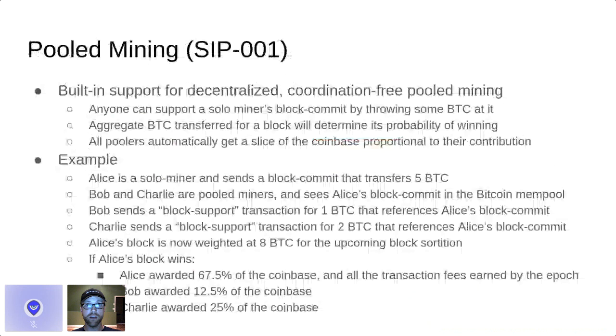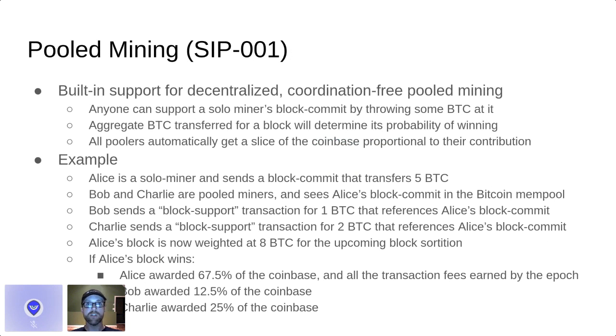So that's solo mining. Now we also support pooled mining natively in the protocol, and it's built in. There's no extra pool operation work to happen because it's built in such a way that it happens in a decentralized, coordination-free manner. So anyone in the world, all they need is access to the Bitcoin mempool, and in doing so, they can scan the mempool and find any pending block commits that are about to be mined, and they can throw some Bitcoin towards it. And in doing so, boost the aggregate amount of Bitcoin committed towards that particular block.